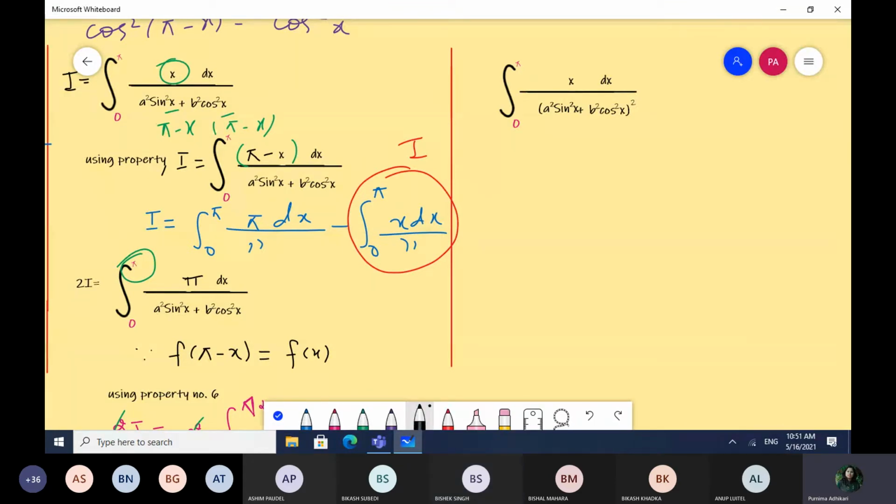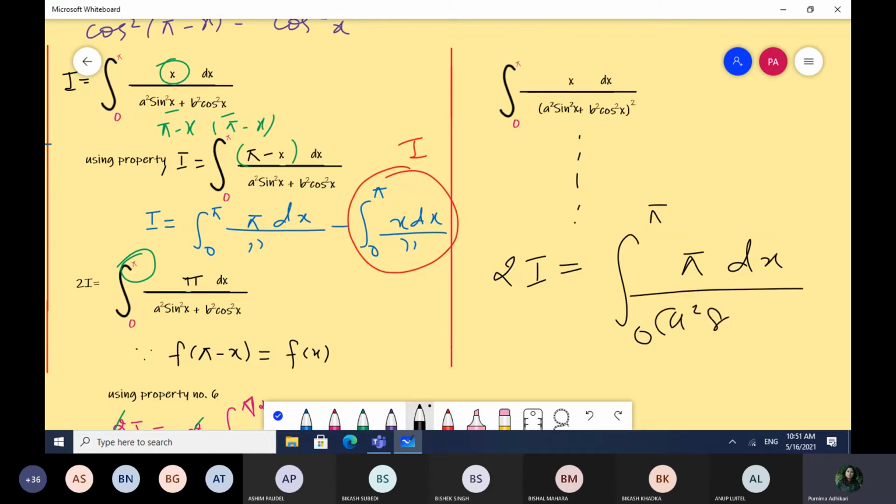After doing a few similar steps, you will get the final expression as 2I equals integral 0 to pi of pi times dx over a square sin square x. Okay, let me just simply copy this.